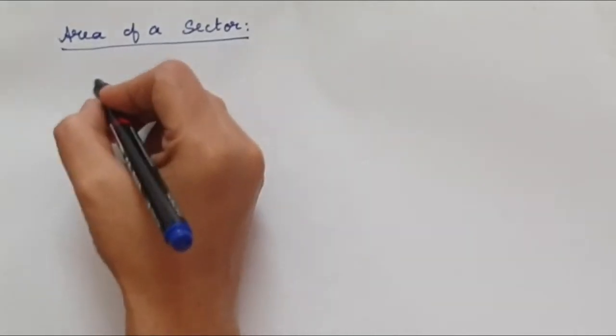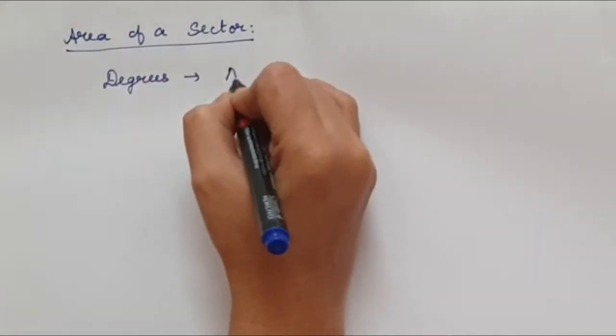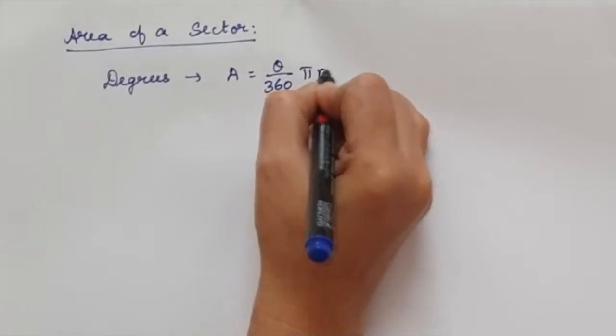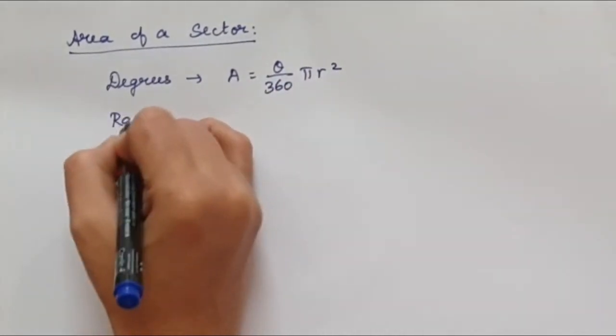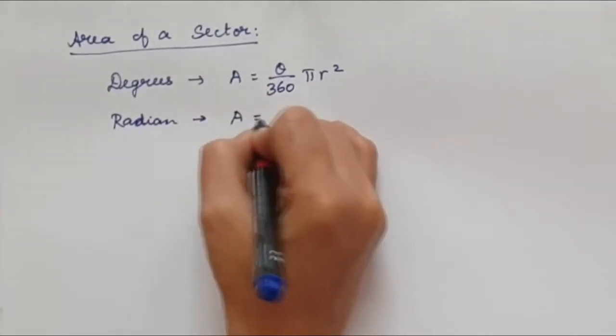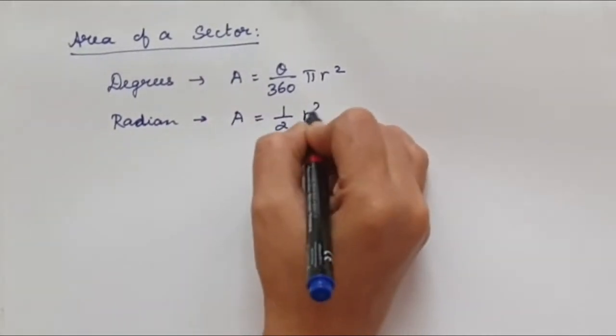Area of a sector in degrees: area will be equal to theta over 360 into pi r squared. In radians, area will be equal to half r squared theta.